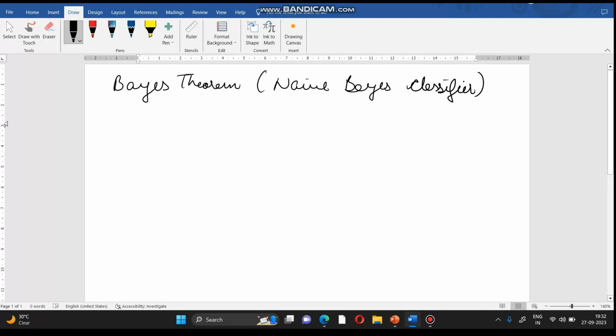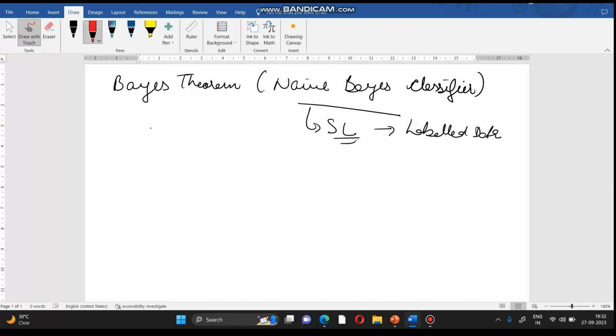So when we talk of this classifier, before discussing the Naive-Bayes classifier, which is a supervised learning technique and works on labeled data, we need to discuss the various things required in Naive-Bayes that form the basis for it. So here we will first discuss the Bayes theorem. Let's understand what Bayes theorem is.